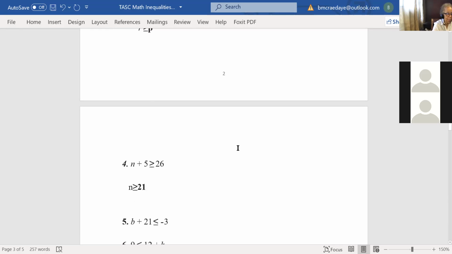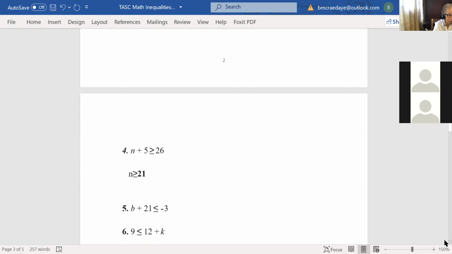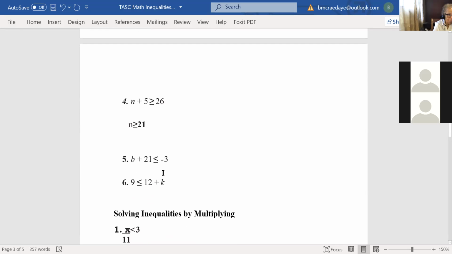Remember, you do the opposite. This is an addition. You're going to do the subtraction, subtraction of the 5 from both sides. 5 from 26, 21. Okay, let's try number 5. Vanessa, you're on mute.